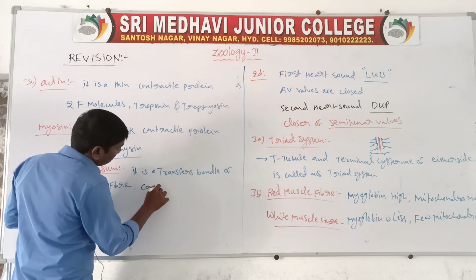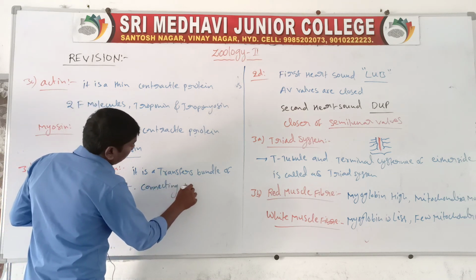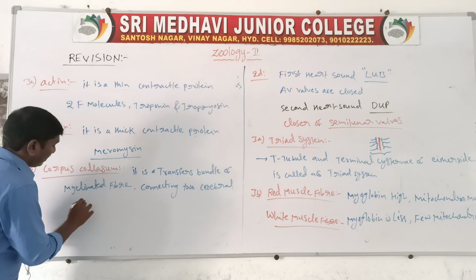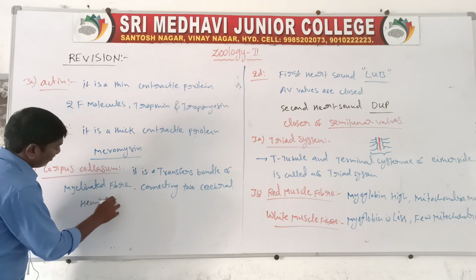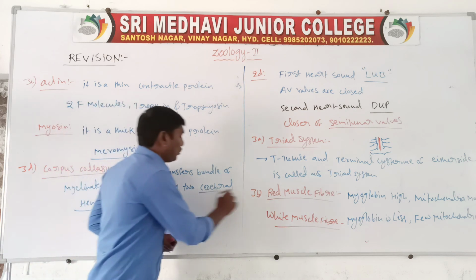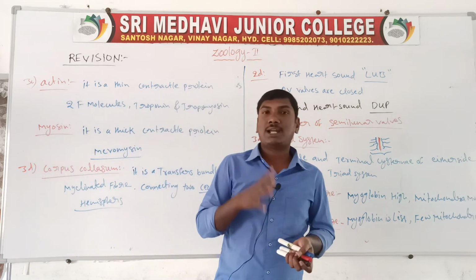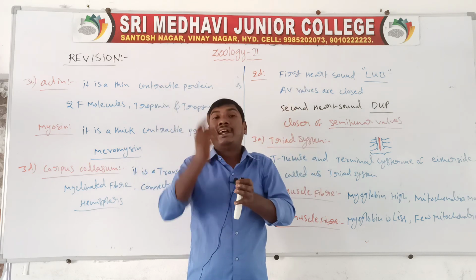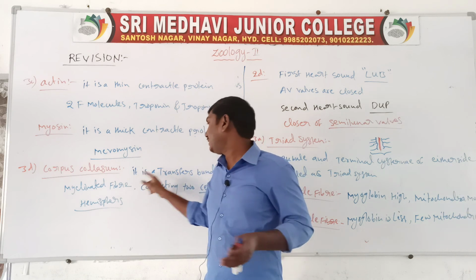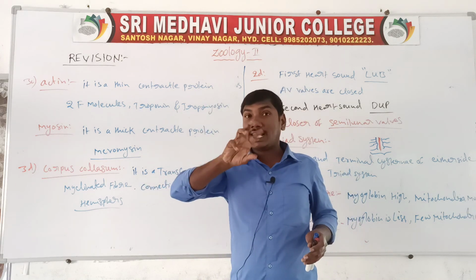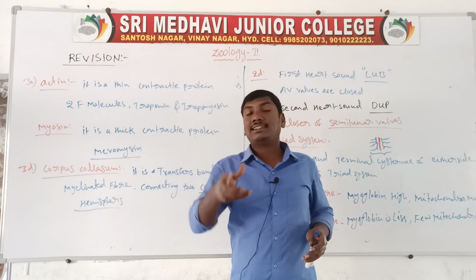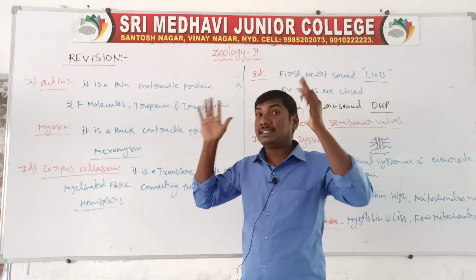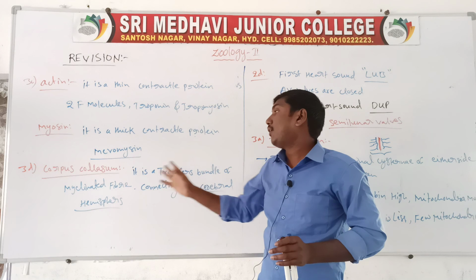Connecting two cerebral hemispheres is called the corpus callosum. Corpus callosum means the two cerebral hemispheres are connected internally through this tissue. It is a transverse bundle of myelinated fibers connecting the left cerebral hemisphere and the right cerebral hemisphere.